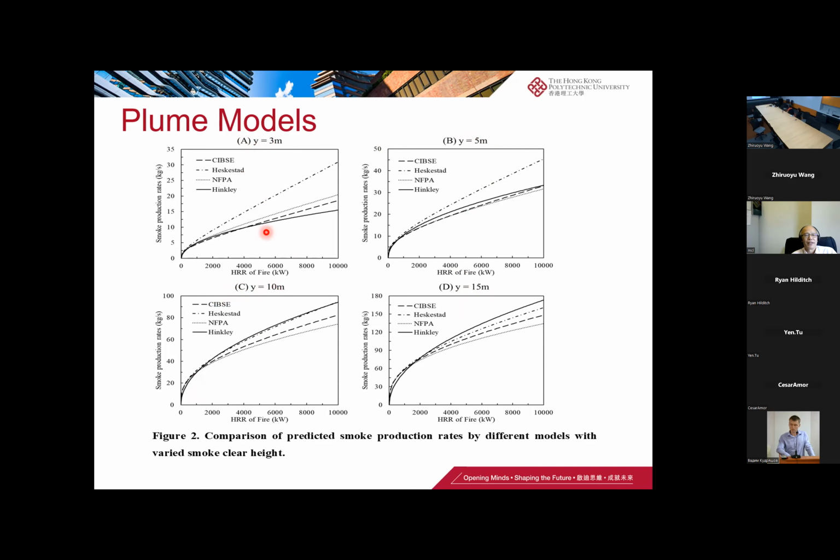You can see the difference is very significant, particularly for NFPA and Hesketad. As mentioned before, the only difference is dropping the virtual origin. This is Hesketad with the virtual origin. This is the NFPA model without the virtual origin. You can see the difference is quite big, particularly when the fire gets larger.